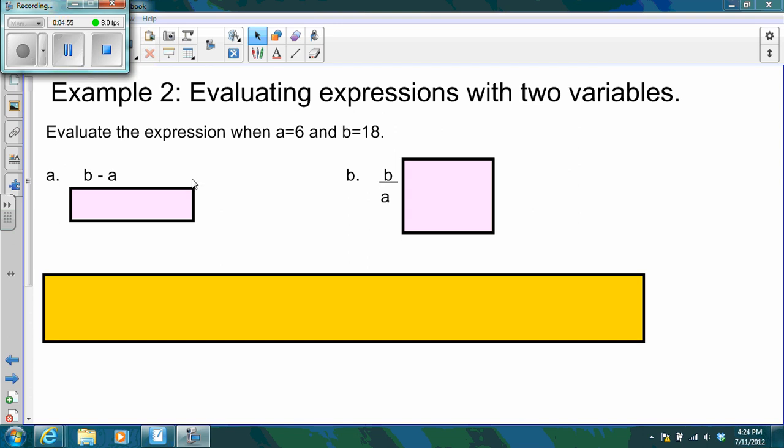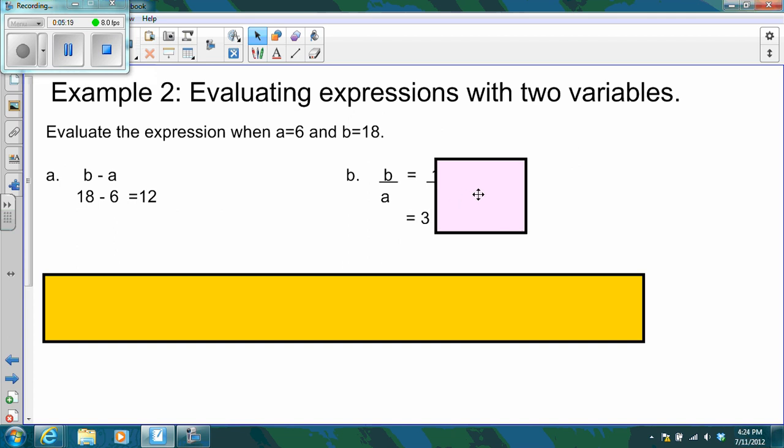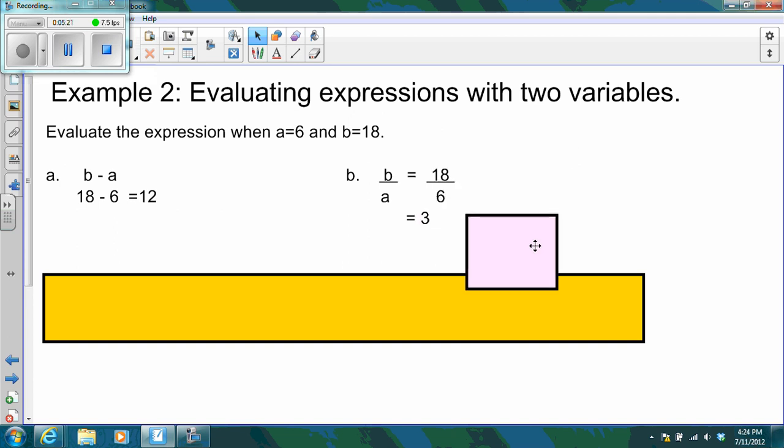So now you see that we can rewrite b minus a as 18 because b equals 18, and minus 6 because a equals 6. And then we can easily solve this numerical expression, which is equal to 12. We also have this b divided by a, so 18 divided by 6 is equal to 3.